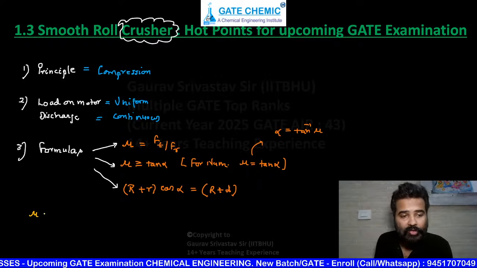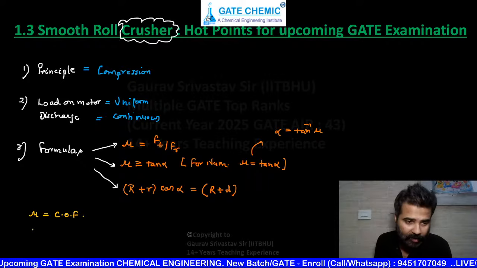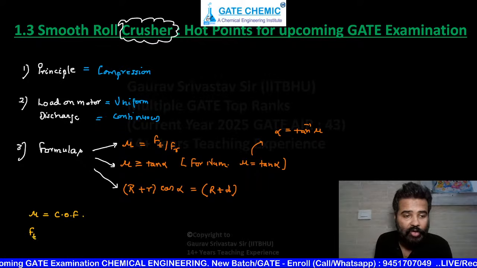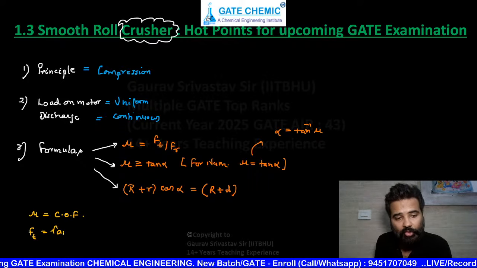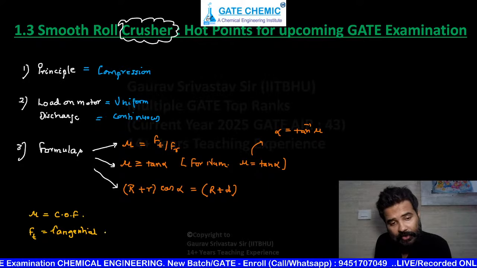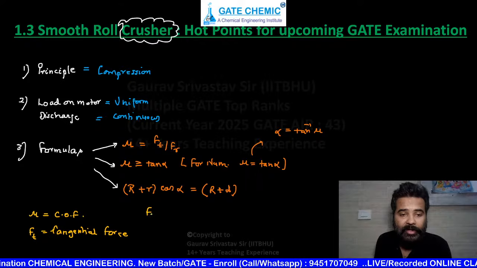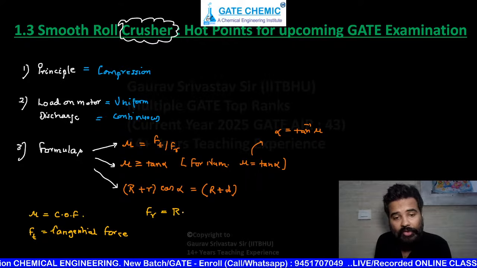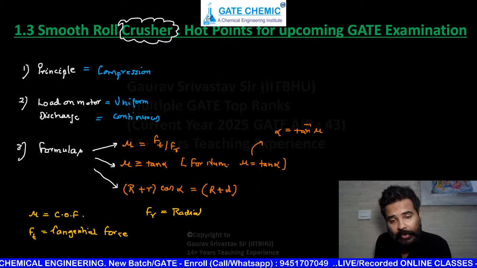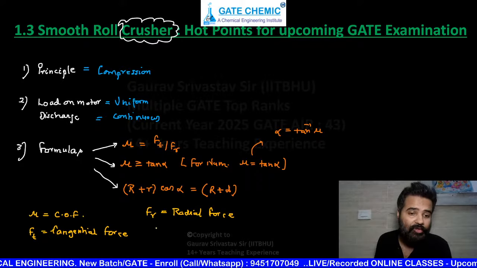And you have to write in your notebook what each of these is. This is the coefficient of friction. And what is Ft? This is tangential force. What is Fr, my dear student? This is radial force.